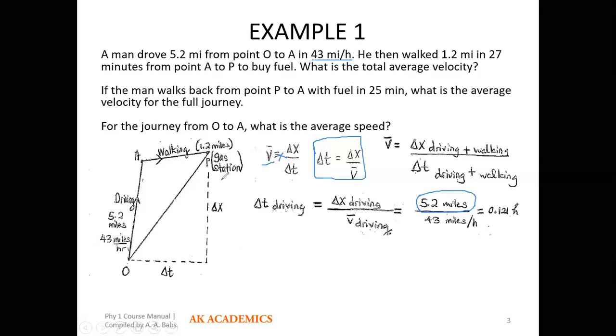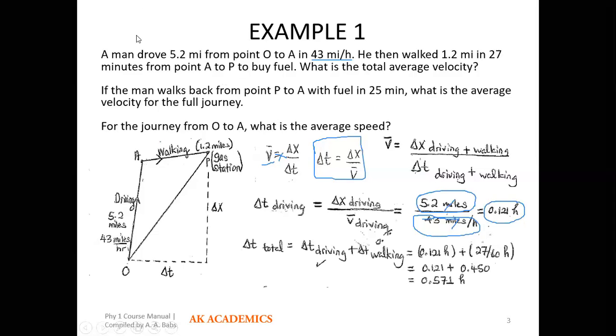So the average velocity for driving would be 43 miles per hour. You put this here too. By the time you calculate and divide accordingly, the miles cancel out, and you are left with 0.121 hours. So the change in time for driving is 0.121 hours. If you want, you can convert this to minutes, or to seconds.